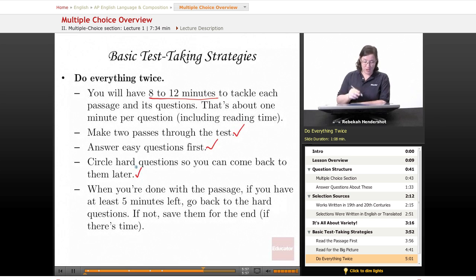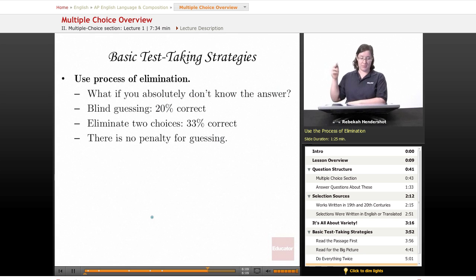And finally, when you're done with the passage, if you have at least 5 minutes left in the time you've allotted yourself for it, go back to the hard questions. If not, save them for the end of the test if you have time then. All right, process of elimination. This is going to be your best friend on this test. Process of elimination. What if you absolutely don't know the answer?